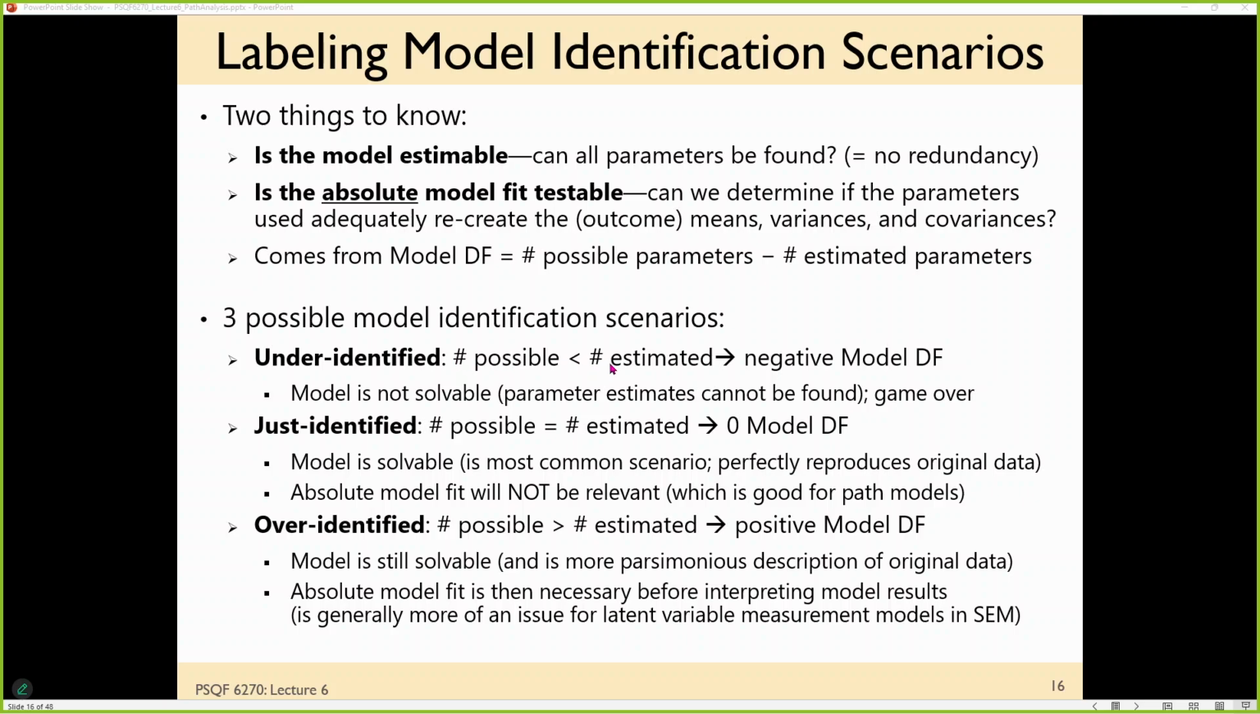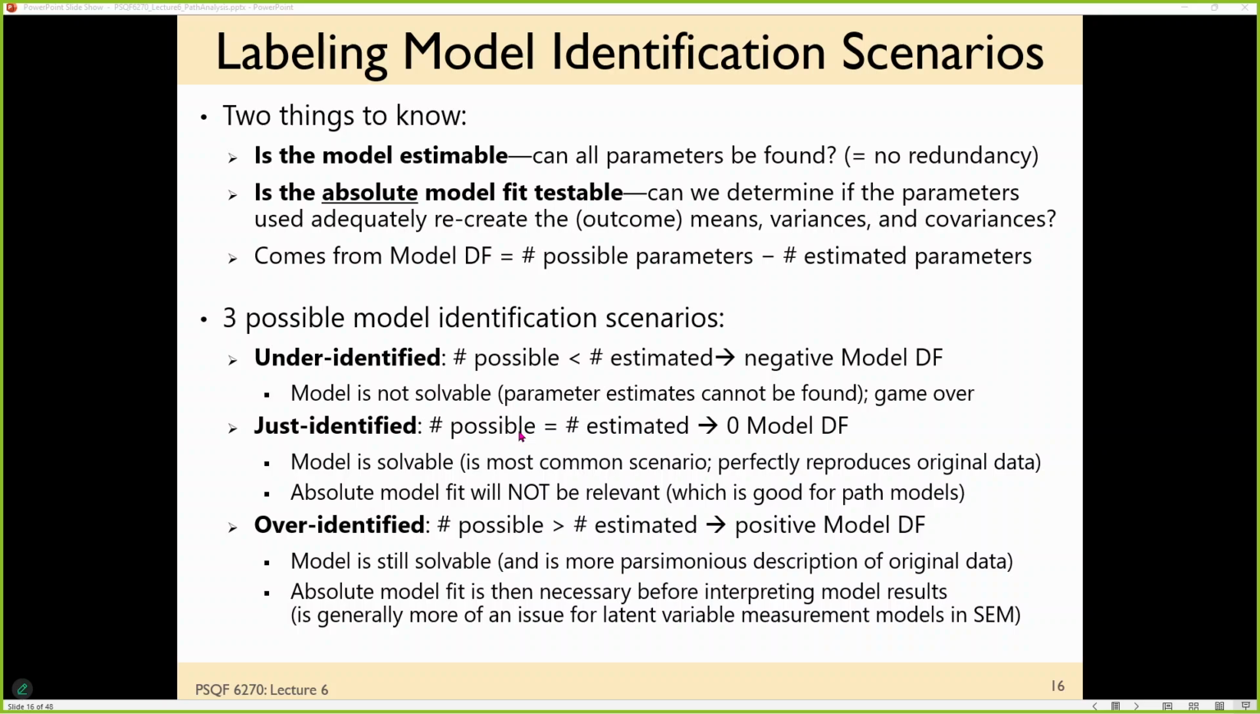Under-identified would be when you're trying to spend more than you have. So under-identified is like being overdrawn on your bank account. And that's what makes the wording confusing. Underwater, like you can't have more parameters than you have pieces of data to estimate them with. What happens is that you have estimated more than the total possible, so your degrees of freedom would be negative for the model.